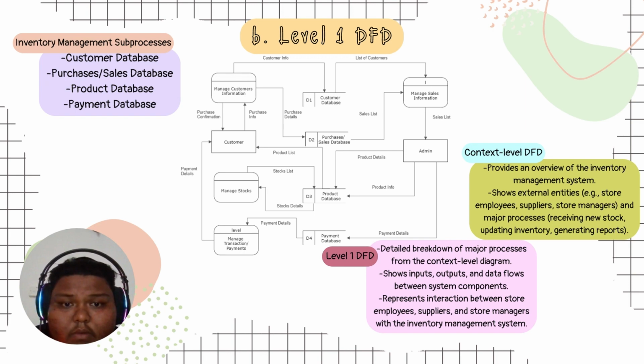As admin, they can also manage sales information, which is the sales list, stock list, product detail, product info, and other than that. So this is the Level 1 DFD. It is more detailed than the Level 0 DFD or the context level DFD.